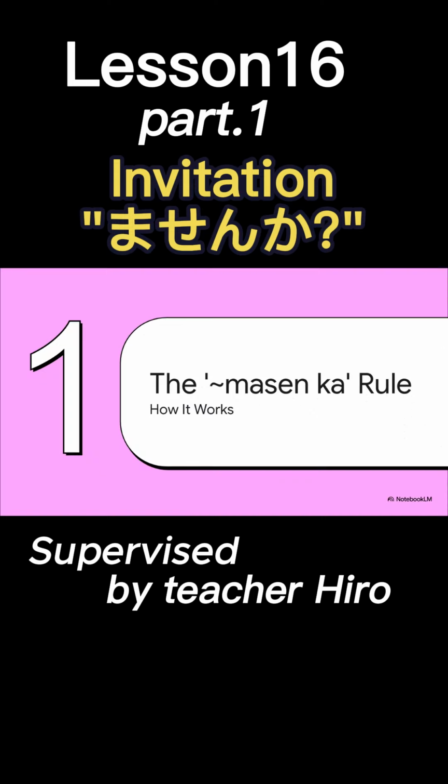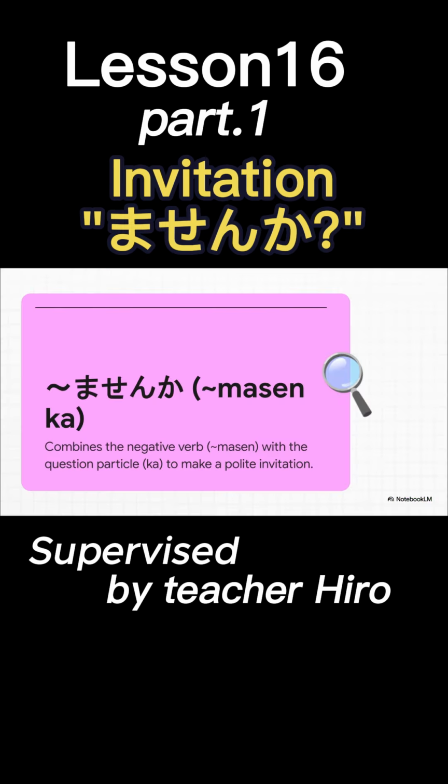So how does this little bit of linguistic magic actually work? Let's pull back the curtain and break down the really simple rule that turns a negative verb into a warm, polite invitation. The logic here is actually way simpler than you might think. All you're doing is taking the polite negative form of a verb, the part that ends in masen, and then you just pop the question marker ka on the end. And that combination, masen ka, is the magic key. It signals that you're not demanding an answer, you're just suggesting an activity, which really softens the whole thing and makes it so much easier for the other person to respond.